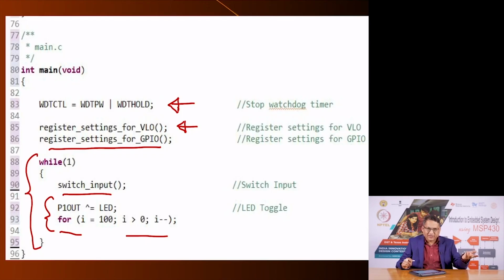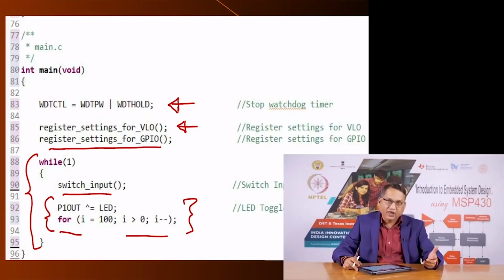If any switch has been pressed, you wait for it to be released, and then based on which switch was pressed, you are changing the VLO frequency. And so, after that when it comes here, you will see that the LED toggle rate changes. Why? Because the CPU clock itself has changed, and this is therefore a great example to illustrate how MSP430 offers you dynamic clock stability.